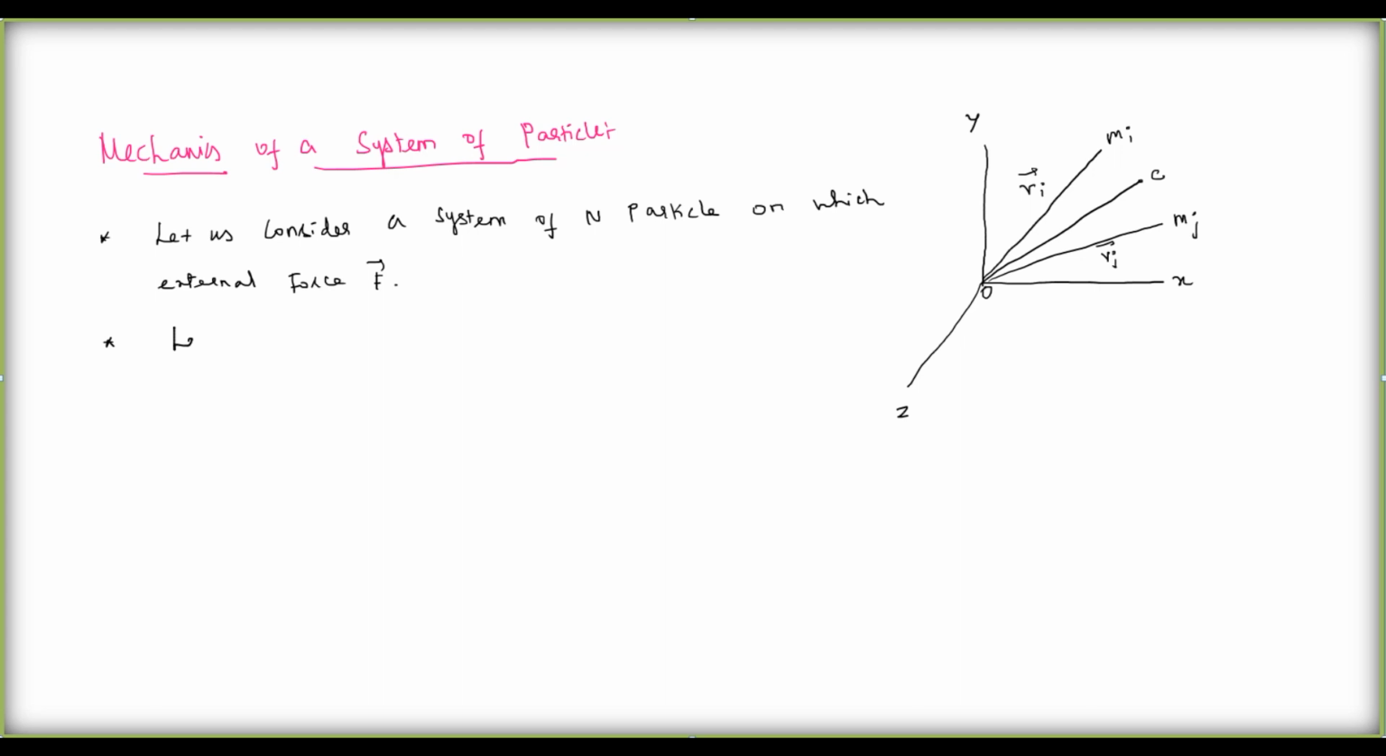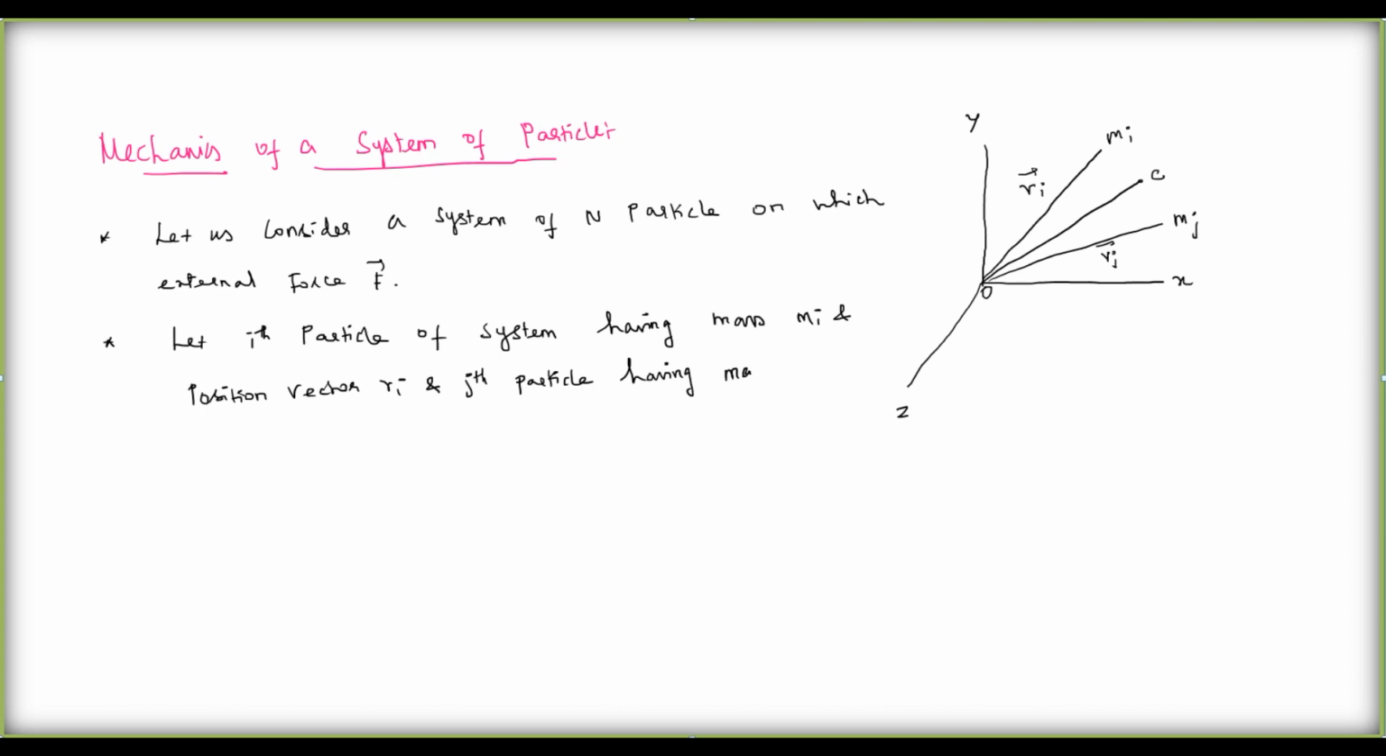Then second point, let the ith particle of the system having mass mi and position vector ri, and the jth particle having mass mj and position vector rj. Okay, so this is the important point we have to understand.